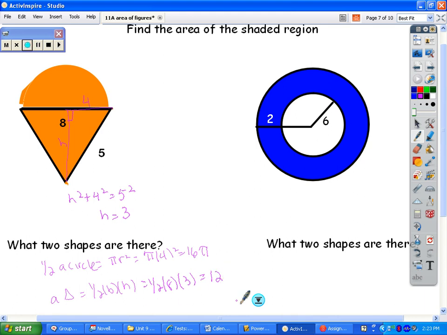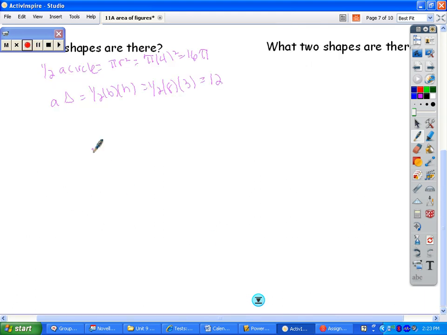So the area of the entire figure is we add them together. So we have 16 pi plus 12. Now, if it's in terms of pi, if they ask you, you leave it like that. You can't add them because they're not like terms. If you want to add them, you have to get 16 pi as a decimal, which is 50.3. And then I add 12, which is 62.3. So that would be the area of our complex shape.